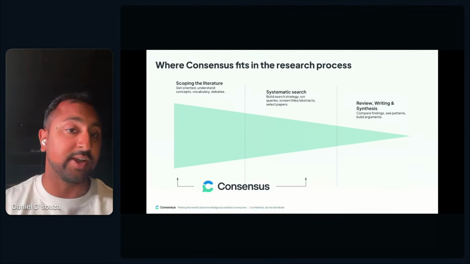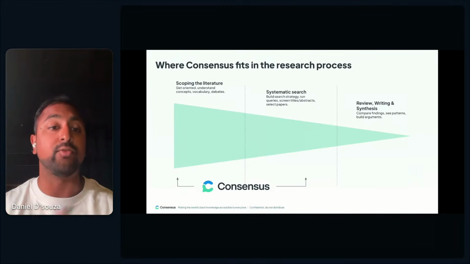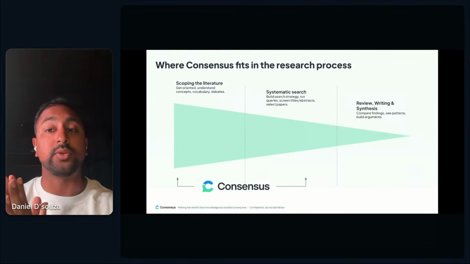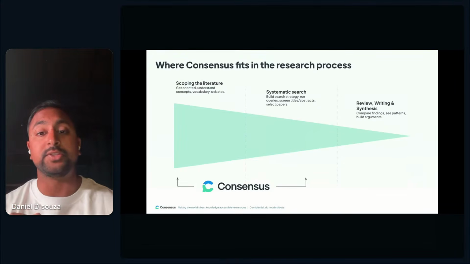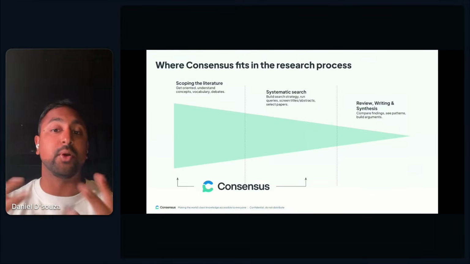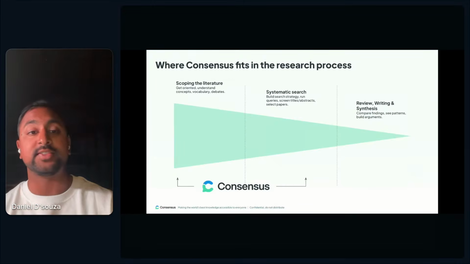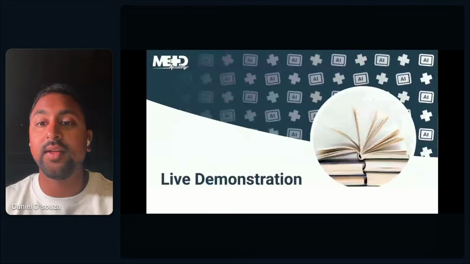Consensus fits in that first half. So it's really, really useful for being able to find papers and run more targeted searches. When it comes to writing and synthesis, that's where we see researchers use Consensus in combination with other tools. As a researcher, you know that you have many different tools in your stack. So you can think about Consensus as one of those core ones when it comes to finding papers, in the same way you think about Google Scholar, for example.